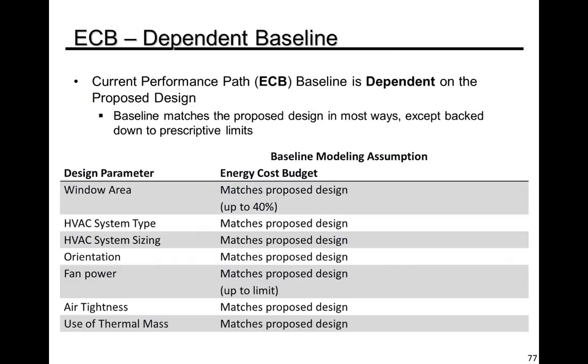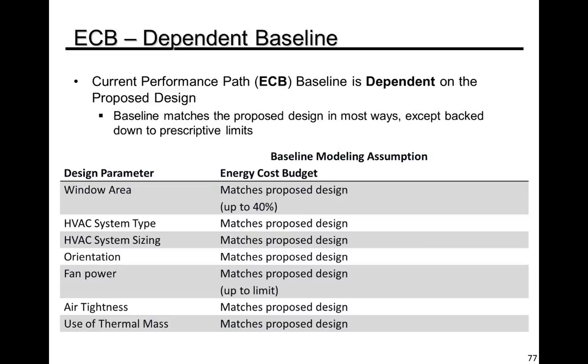The energy cost budget uses what we like to call a dependent baseline. That means that the baseline matches the proposed building design to the greatest extent possible with all the parameters backed down to the prescriptive limits. So for example, the window area in the baseline design matches the proposed design up to the 40% limit. The HVAC system type matches the proposed design, but with the prescriptive efficiencies.